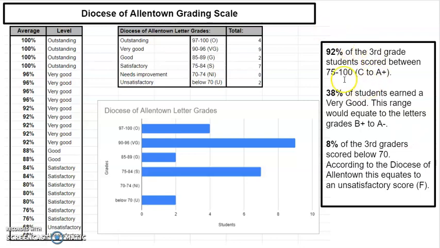So overall, I had 92% of my third grade students score between a 75 and a 100. And I had 38% who earned a very good, and 8% of students scored below the 70. So according to the grading scale, that would equate to an unsatisfactory score and a possible failure.